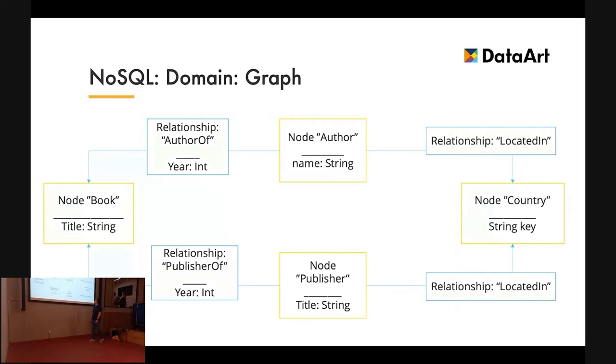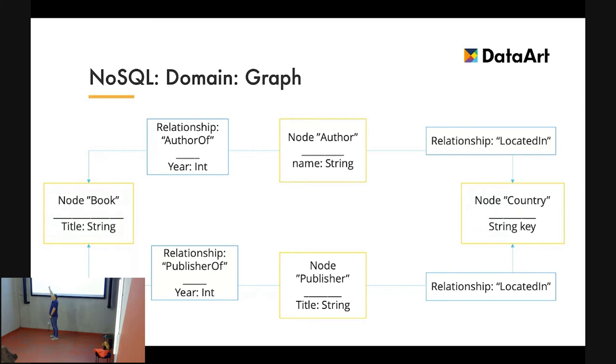And about graph. Well, you can see directions. For example, author has a relationship located in with a country, and publisher has a relationship located in with a country. Author has a relationship with book, author of, and we can append additional data, for example, year of writing. Another publisher has a relationship publisher of with another book. In the same way, we can append additional data to this relationship, such as year of publication, and so on.